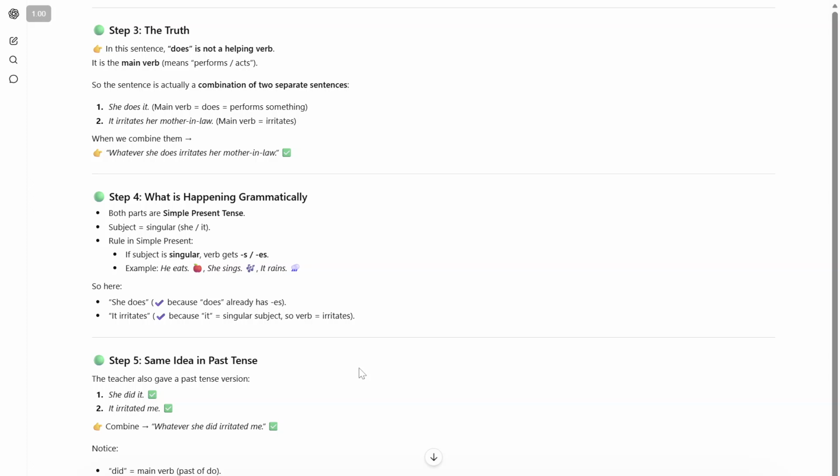And step 4. What is happening grammatically? Both parts are simple present tense. Subject equals singular, she, it. Rule in simple present, if subject is singular, verb gets s or es. Example, he eats, she sings, it rains. So here, she does, because does already has es. It irritates, because it equals singular subject, so verb equals irritates.